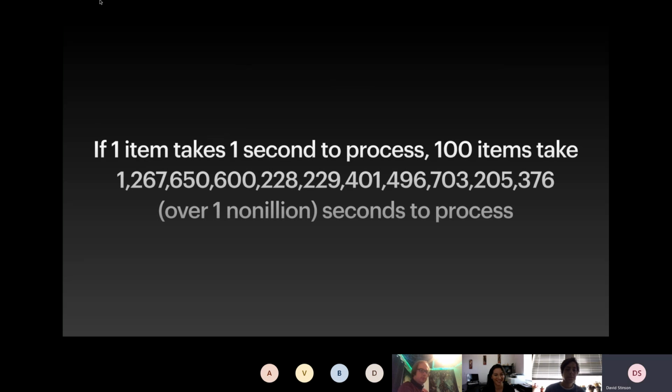One item, 1 second to process. 100 items will take many seconds to process. Not millions.